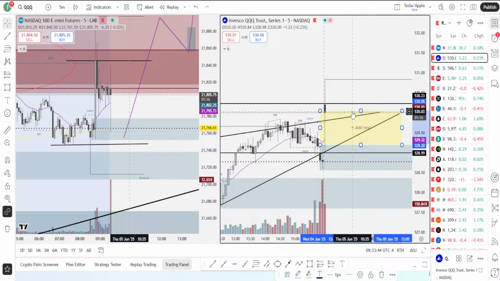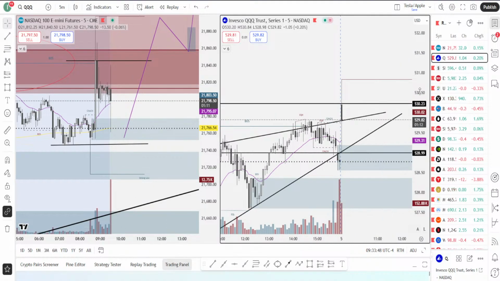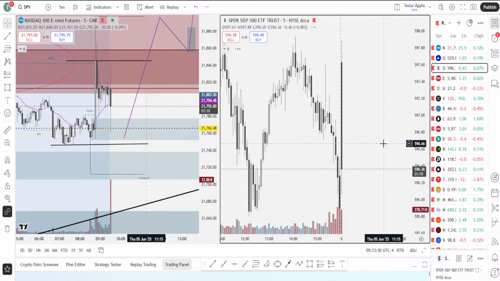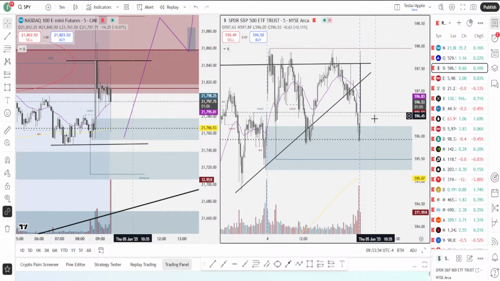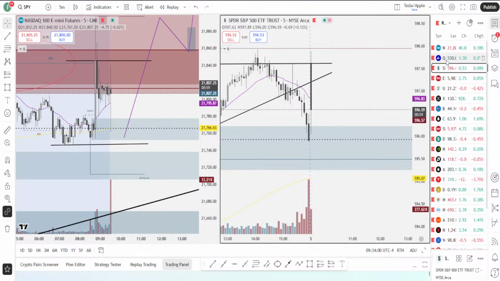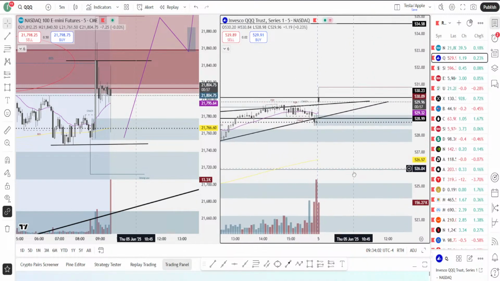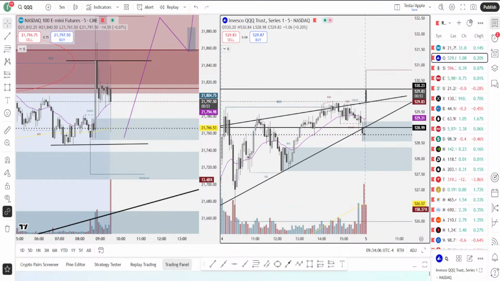All right, this gap is filled, so I can take away this gap. There we go. I want to see did the gap fill on the SPY though. Yep, it filled on SPY as well. Gap filled on the SPY. Good, looking good.